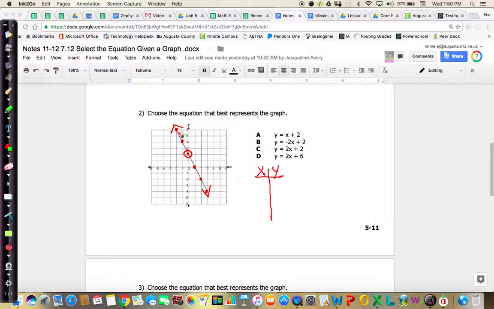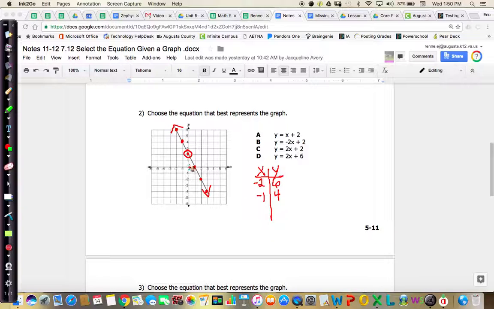I'm going to start from left to right, because that'll get my x in order from least to greatest. So I'm going to use this one: -2, 6, and -1, 4.